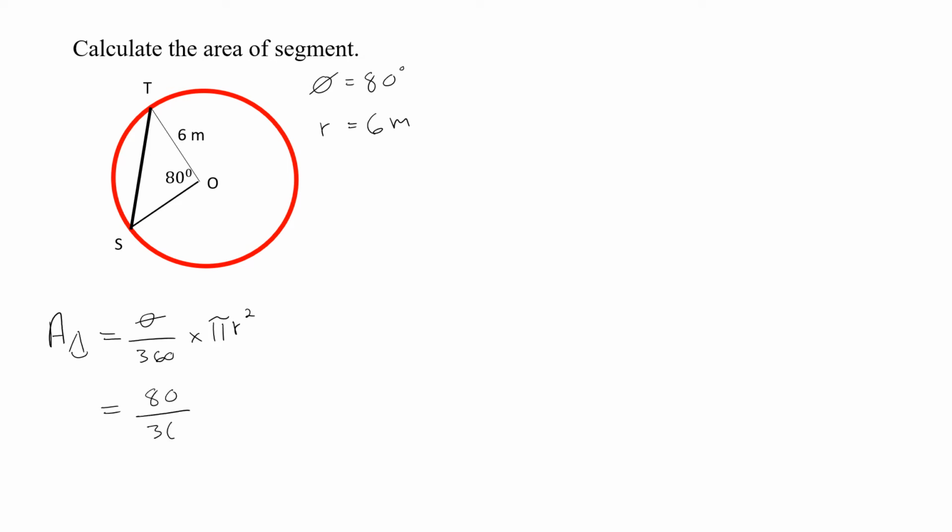So 80 divided by 360. Let's use pi as 22 over 7 this time, multiplied by 6 squared, and we could just throw that over 1. So the area here would be, and I take my calculator, 80 multiplied by 22 multiplied by 36. I get that, and that will be divided by 2520, and that will give me an answer of 25. And again, I'm just rounding off to one decimal place. So 25.1 meters squared. This is 1 dp.